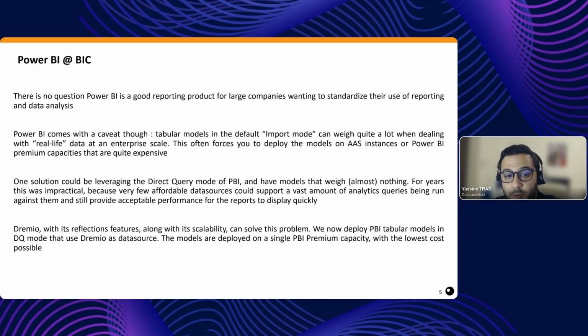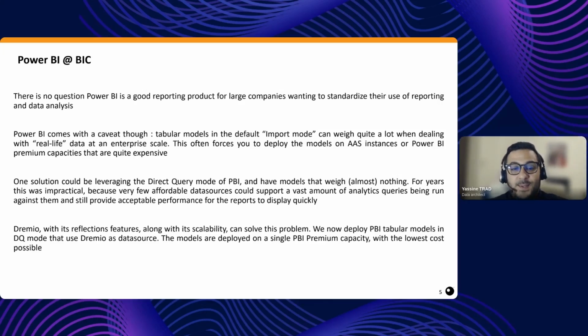We now deployed Power BI tabular models in direct query mode that use Dremio as a data source, and obviously we deploy them on a Power BI premium capacity. There's no question you will still need to deploy your models on a PBI premium capacity. The thing is, you can buy the cheapest one. You can buy the one with the lowest cost possible, the lowest memory possible, because your models will not weigh anything. If they're in direct query mode, they will weigh almost nothing. They still have maybe a few megabytes of data, for metadata mainly, but you will not have the data in memory.